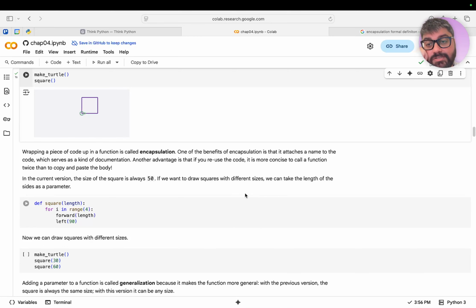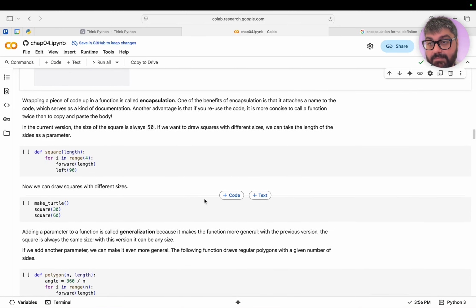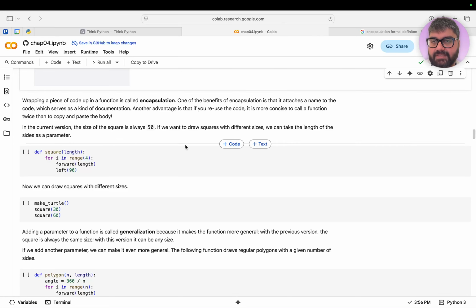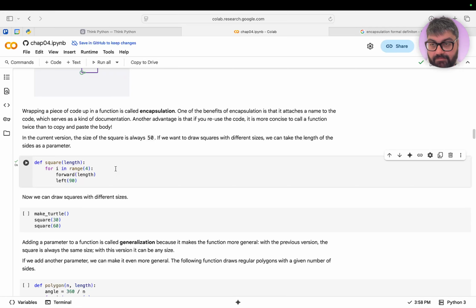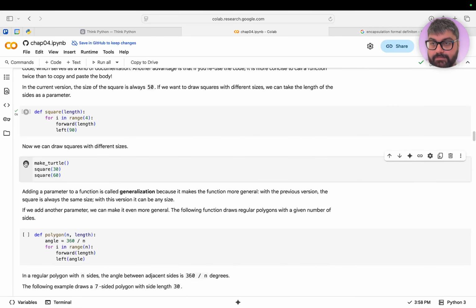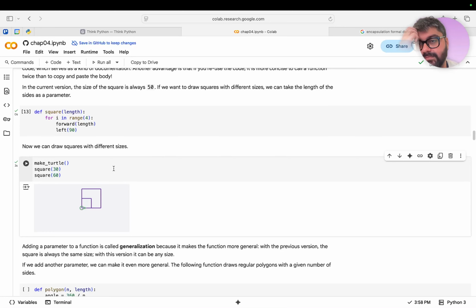In the current version, the size of the square is always 50. If we want to draw squares with different sizes, we can take the length of the sides as a parameter. So this is basically the same square function as before, except now we're giving it a parameter so that we can make 2 different squares of different sizes, right?